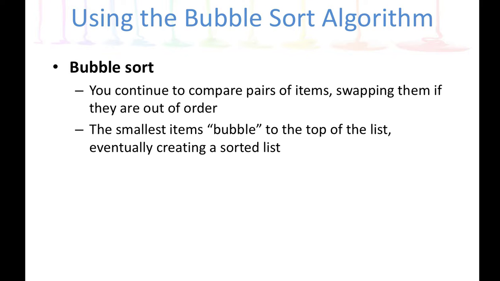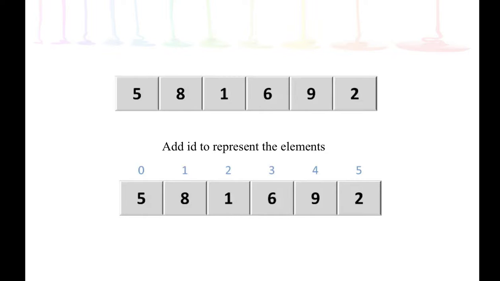Bubble sort. So bubble sort, think about you continue to compare pairs of items, swapping them if they are out of order. The smallest item is also known as the bubble to the top of the list, eventually creating a sorted list. So for example, we have at the top here 5, 8, 1, 6, 9, 2.